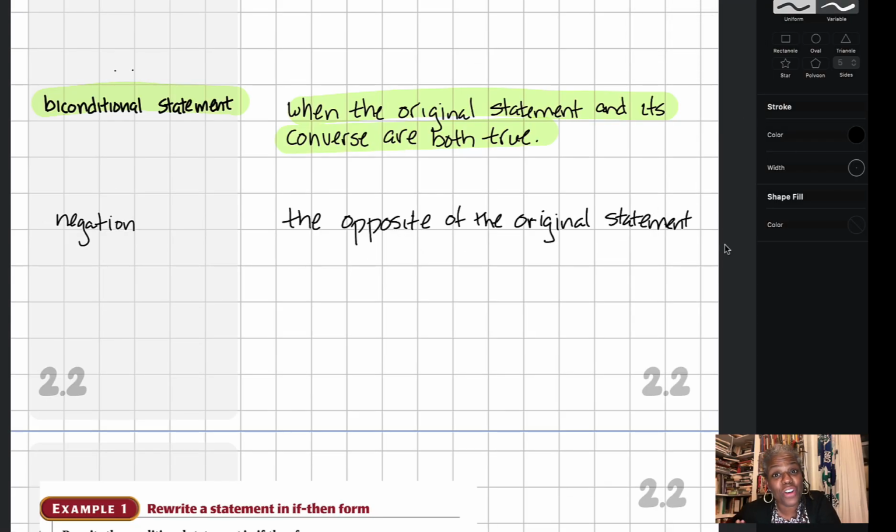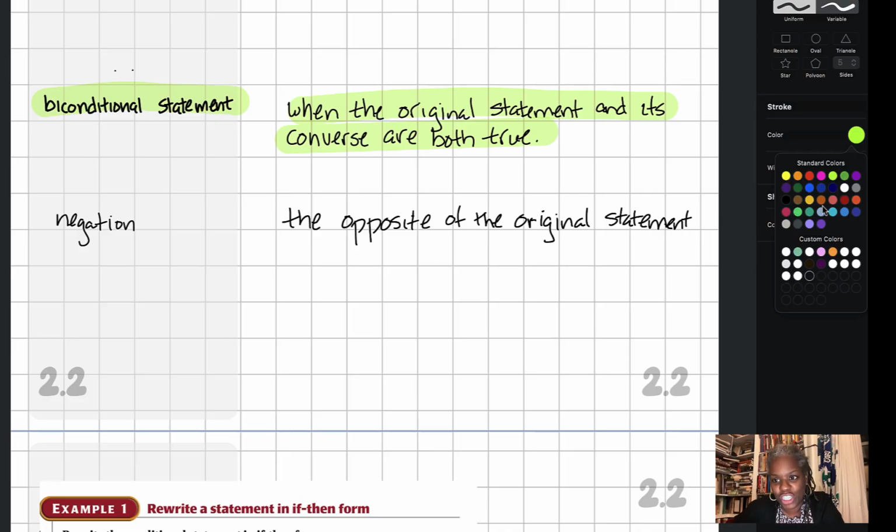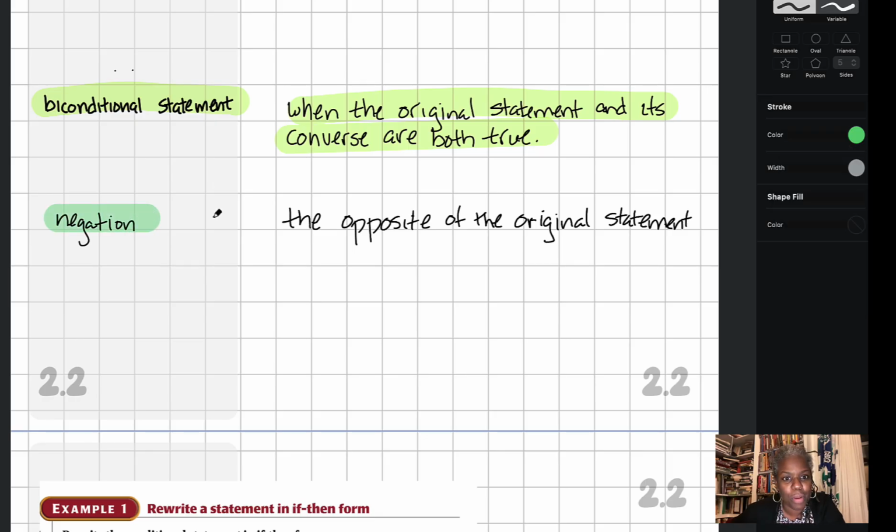Okay, and our final vocabulary word, but this isn't all of the notes because we still have the example, is this concept of negation. A negation, and we talked about it a little bit before, is simply the opposite of the original statement.